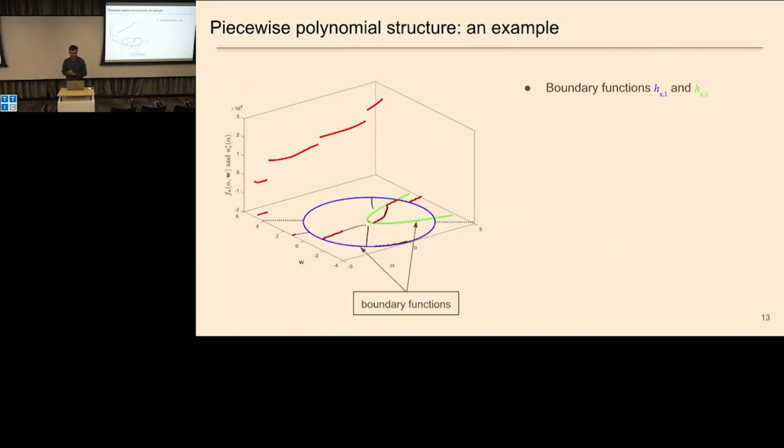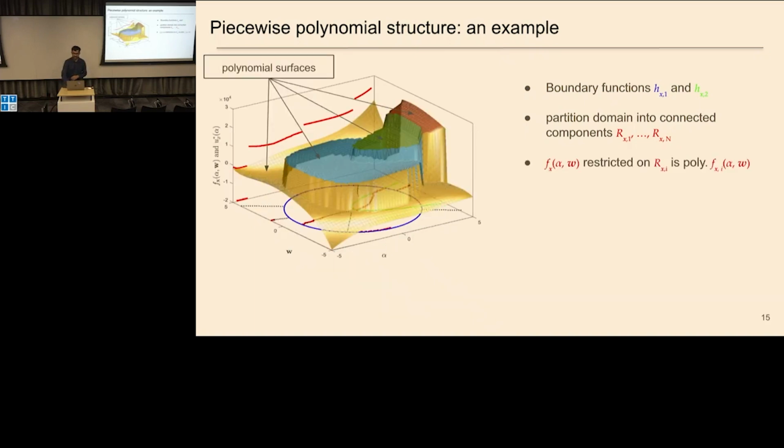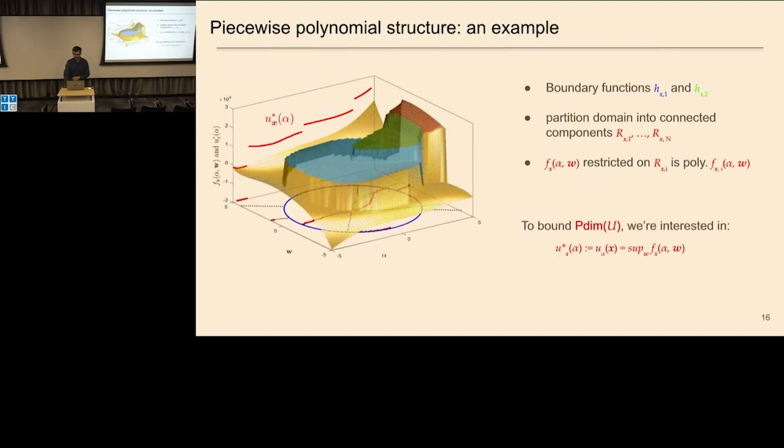Okay, to give some visuals, you have this nice picture where you have these blue and green boundary functions which are both polynomials. They decompose your parameter and hyperparameter space, the combined W times alpha space, into a bunch of pieces, connected components, and within each piece there is some polynomial behavior. So within each piece, the network's behavior is some bounded degree polynomial, and you can have a different polynomial in different pieces. And our goal is to bound the pseudo dimension of this U function.